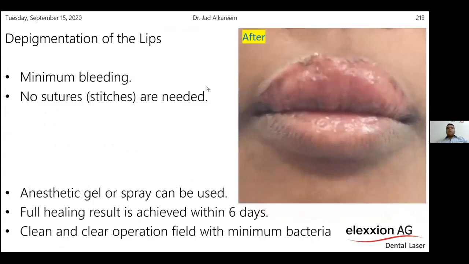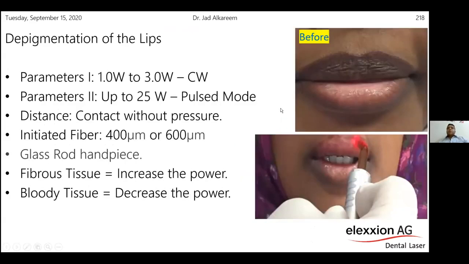Okay, then we go to the depigmentation of the lips. This case can be done by a diode laser, but actually it is a very sensitive application. The dentist has to know exactly the parameters, the physics, and the interactions between the diode laser and the tissue. Because you are doing it externally, I don't recommend this treatment if the dentist doesn't have enough knowledge about laser physics and laser interaction with the tissue.